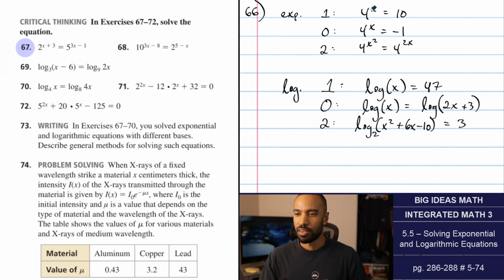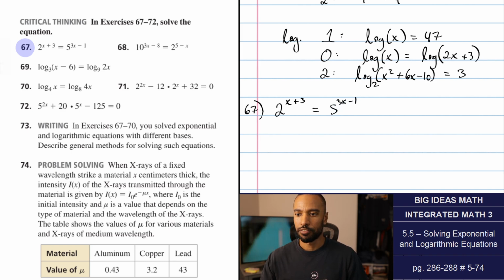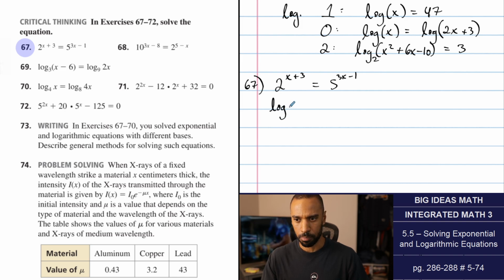Number 67 to 72, they say solve the equation. Fair enough. All right, these have different bases, so we're going to have to work off different bases to make some things happen. 2 to the x plus 3 power equals 5 to the 3x minus 1 power. Now, given that they are different bases, that doesn't mean you can't do some internal work to get things started. So in this scenario here, we can log. Let's do a common log. I'm trying to decide if I want to do a common log or a log with a specific base in mind.